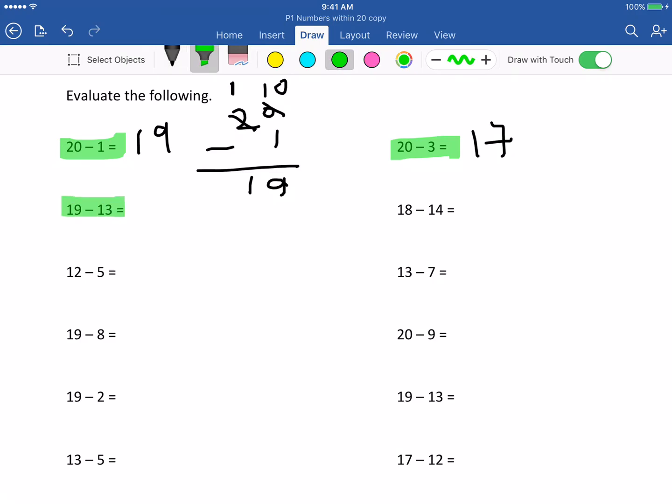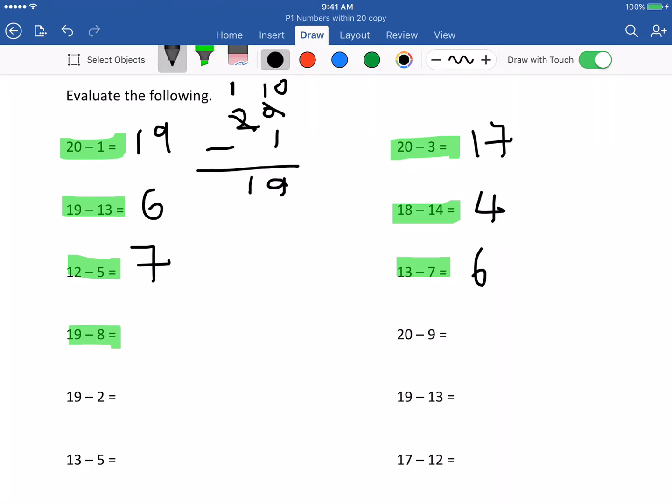Next one, 19 minus 13 is equal to 6. 18 minus 14 is equal to 4. 12 minus 5 is equal to 7. Next one, 13 minus 7 is equal to 6. 19 minus 8 equals 11. 20 minus 9 is equal to 11. 19 minus 2 is equal to 17.